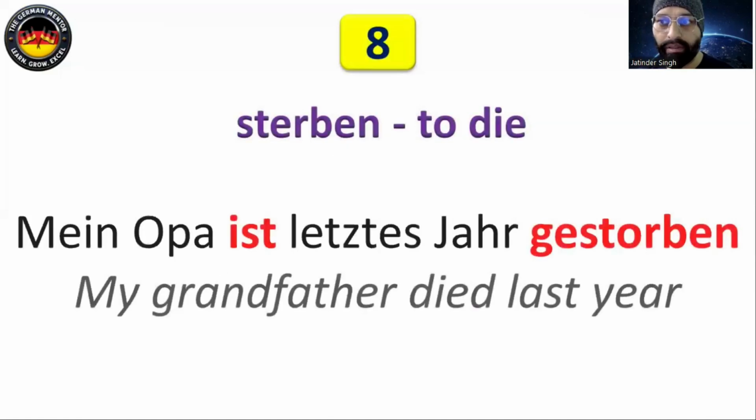Now we check the Nummer 8, sterben, which means to die. Mein Opa ist letztes Jahr gestorben. My grandfather died last year. So there is a change of state, change of condition. Last year he was there. Now he has gone, he has passed away. So sterben is a change of state. So mein Opa is the subject, so conjugation will be ist, and sterben changes to gestorben.